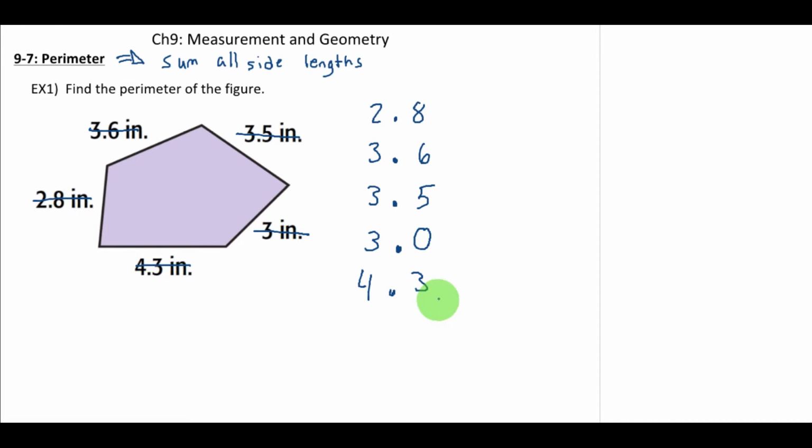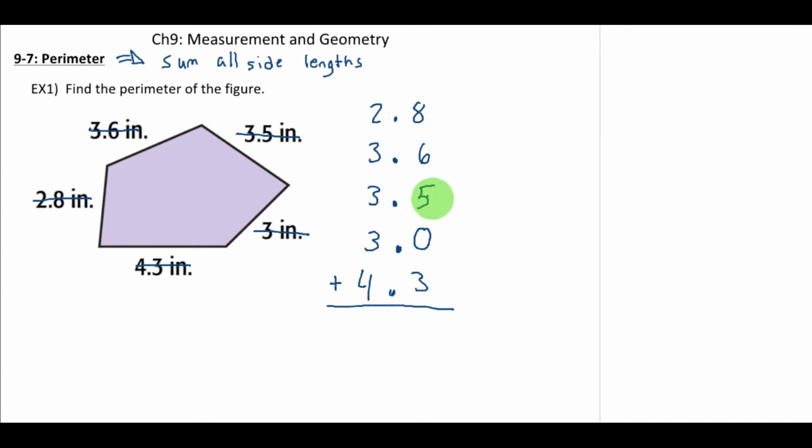Now, before we add all of these up, let's go back to our problem and make sure we have all of the values or the side lengths over here to the side to take the sum. Well, I have 1, 2, 3, 4, and 5 values, and 1, 2, 3, 4, 5 values crossed off. So from here, it's just a matter of addition. So let's go ahead and add all of these values up.